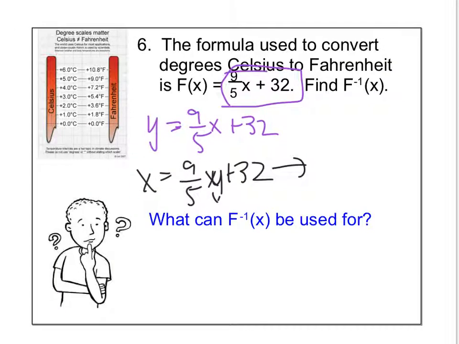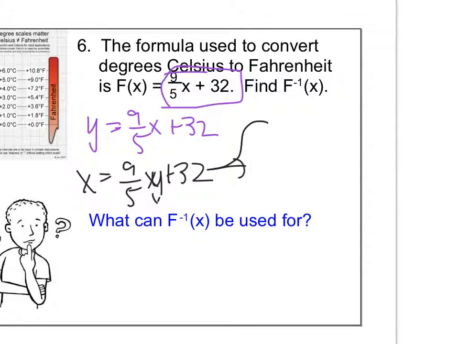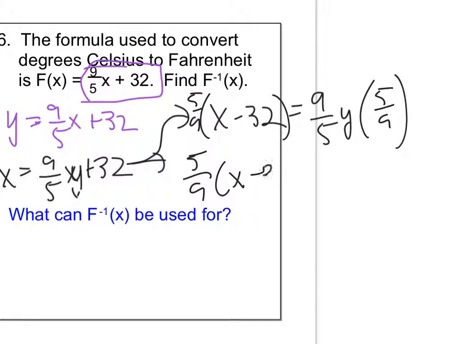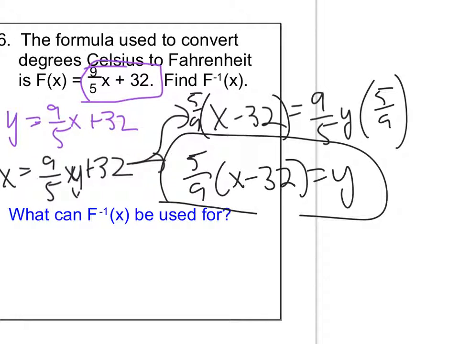So when I start solving this, so that's going to be x minus 32 equals 9/5 y. So I'm going to multiply both the top and bottom by 5/9. So 5 divided by 9 times x minus 32 equals y. So there's my inverse.